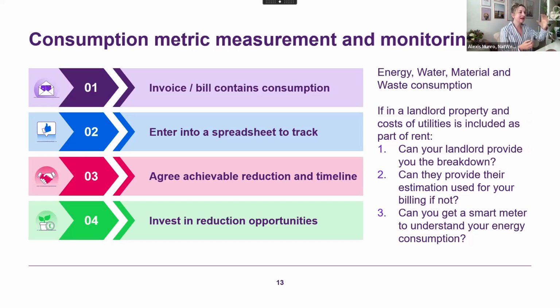If you're in a landlord property and your cost of utilities is included as part of the rent, I know that's something we struggle with in some of our properties, where we pay one fee to cover all of the utilities as well as being in the building. So really start to engage in that dialogue with your landlords to understand whether they can provide a breakdown of what you're consuming. Do they have that data at a building level, a floor level, or a per person or per desk level if you're in a shared office space? What level of detail can they provide that lets you understand your impact?